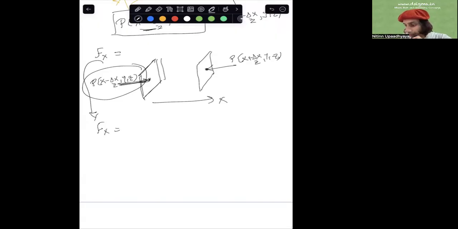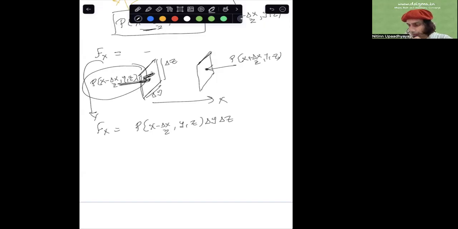The area of this face is del y, del z, because that's the dimension of the cube that we're considering, right? So the force in the x direction, coming from this face alone, would be P, the pressure, at x minus del x by 2, comma y, comma z, multiplied by the area of the face, right? And the area of the face is del y, del z, right? So that's the positive x component of the force being exerted on this fluid element.